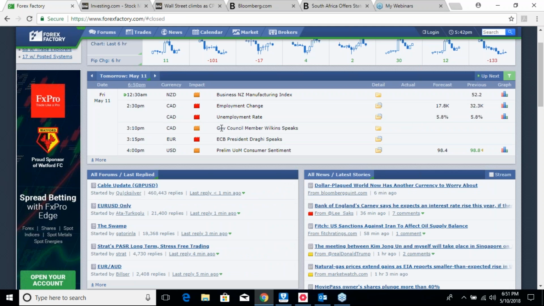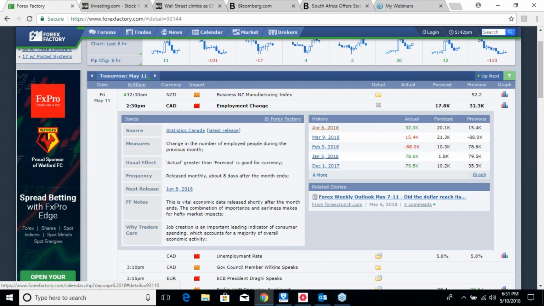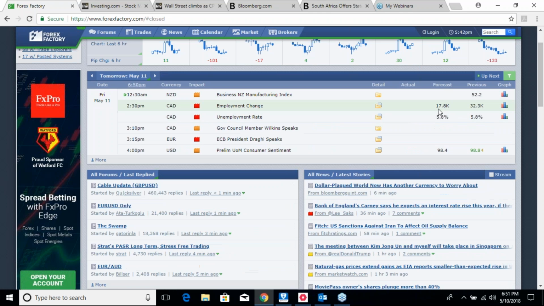When it comes to the unemployment rate, it's anticipated that it's going to remain unchanged, and the unemployment change number is forecasted at much lower than the previous month, meaning they're anticipating less people got jobs. Wait, sorry, I'm mumbling. The number of employed people during the previous month. Yes, I was okay, I was right.